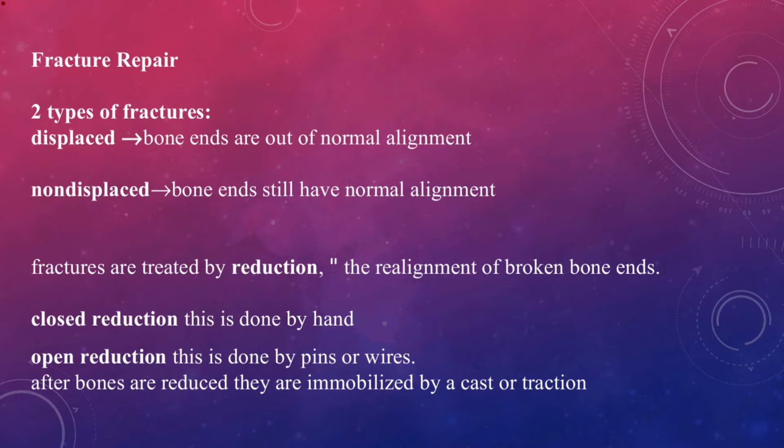So a closed reduction can be done manually, where the physician actually manually moves the bone without being invasive, just kind of moving your limb, for example, to get the bones back in place. And then they would do something to immobilize it. An open reduction is where there's actually a surgical procedure. You've got pins, wires, sometimes plates, those kinds of things, and then you have immobilization so that the bone can heal.